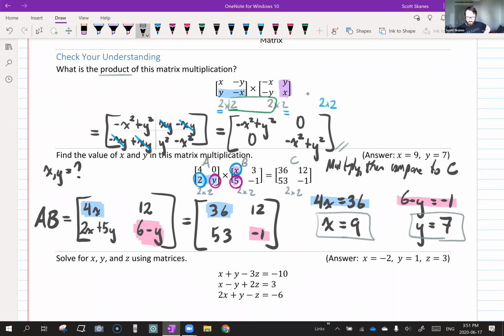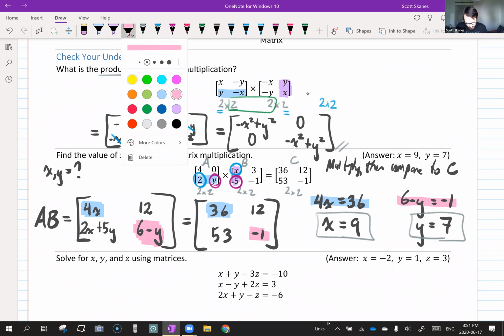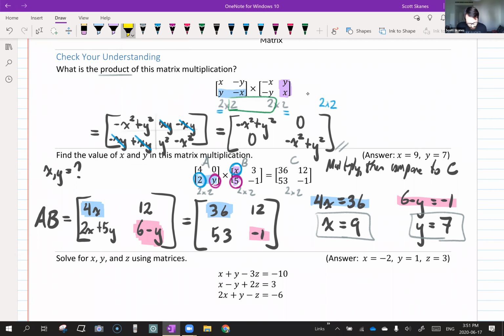Why did I do 2 of them only? Okay, well, so Ibrahim, why did I do only 2 of them? Well, because the whole point of the question is to solve for x and y. So let me use some other obvious colors here. I know that based on the way I've set this up, 4x is 36.